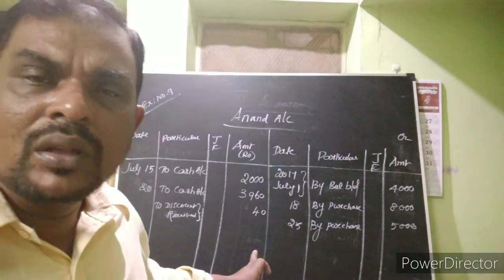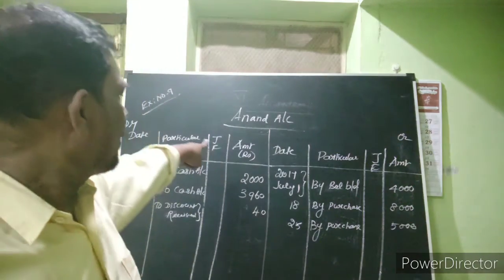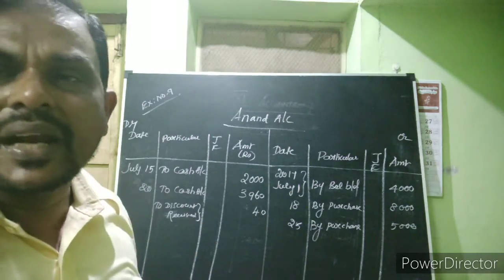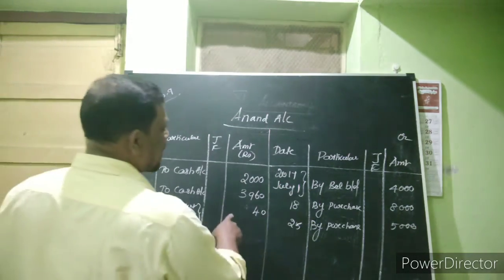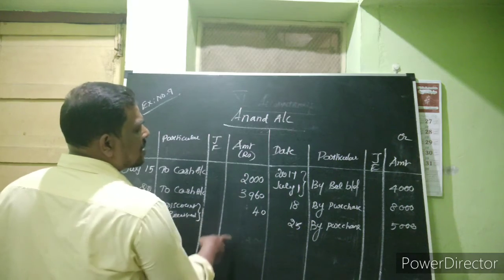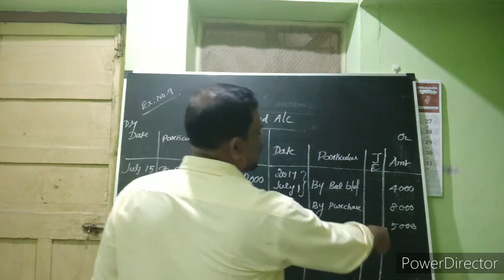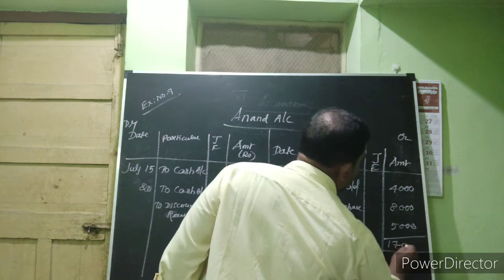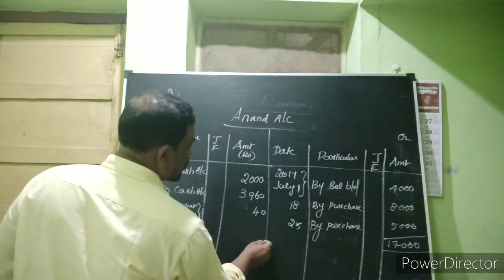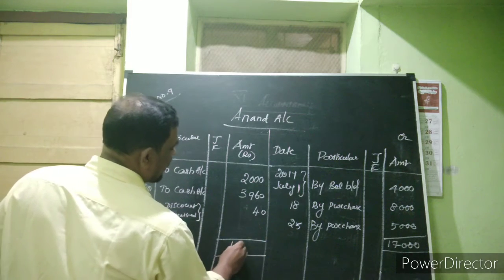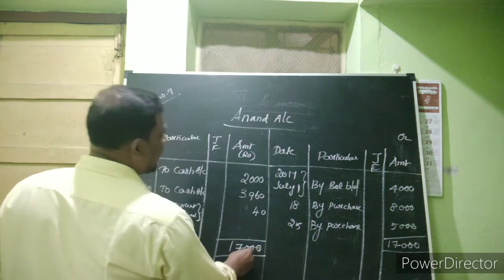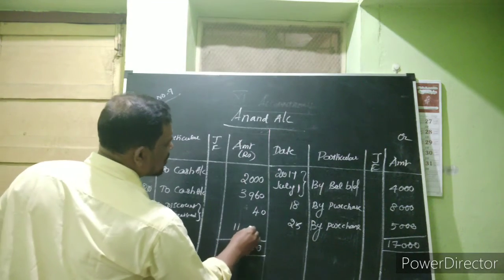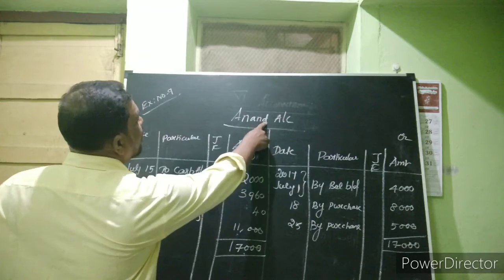What do we have to do now? We have to check which side is bigger. Here the debit side is 4,000 plus 2,000, 6,000 only. Here 12 plus 5, 17,000. So here the credit side is bigger than the debit side. So both sides should come to 17,000. Out of 17,000, here only 6,000 is there. Balance 11,000 is the closing balance of Anand.